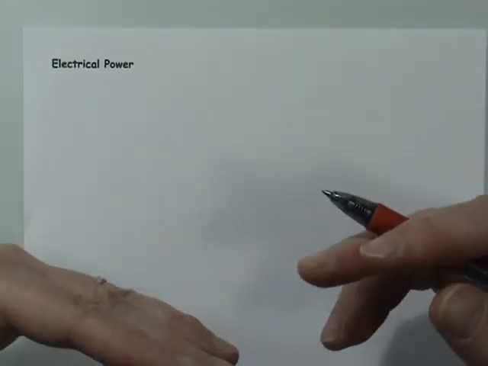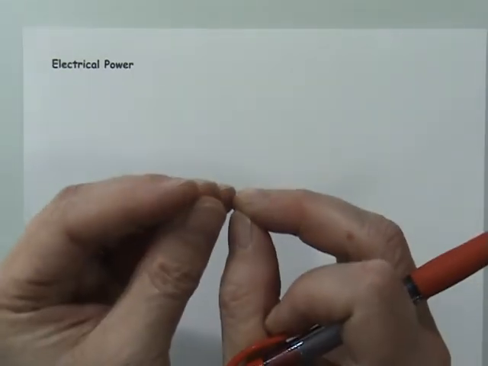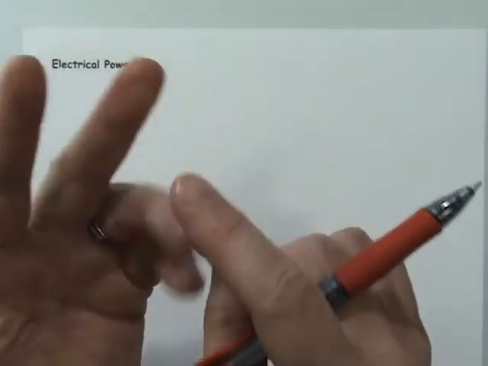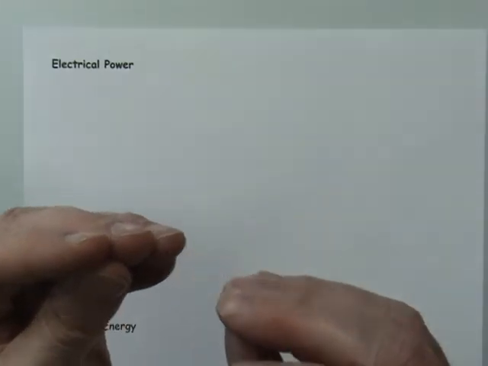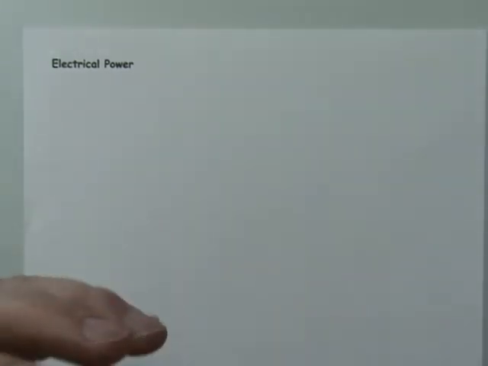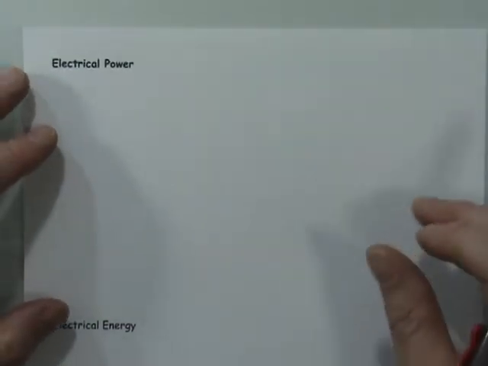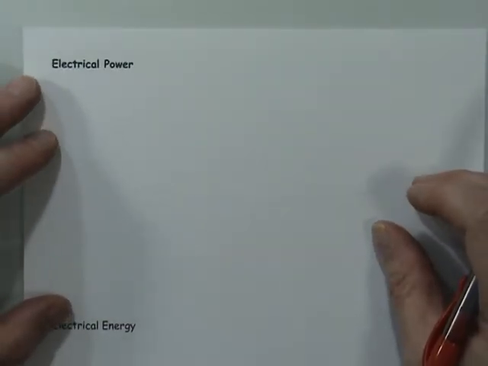is being used up. And so what we want to do now is take those electrical properties, things like voltage or current or resistance, and see if we can use them as a way to calculate how much power is being produced by a circuit or by a particular element in a circuit, and then also how much energy that particular object is going to use.